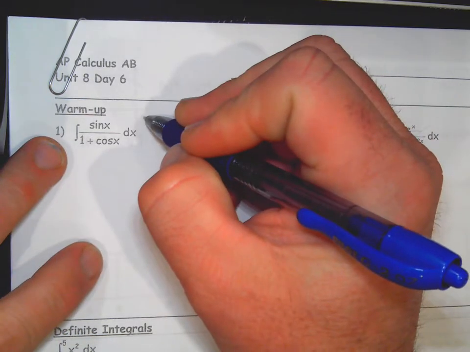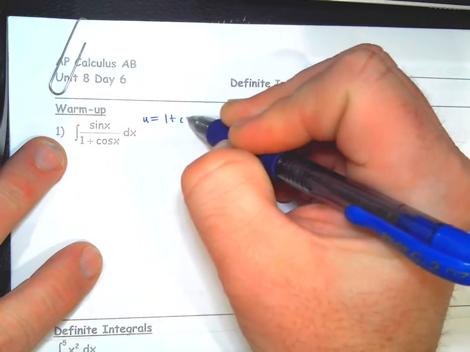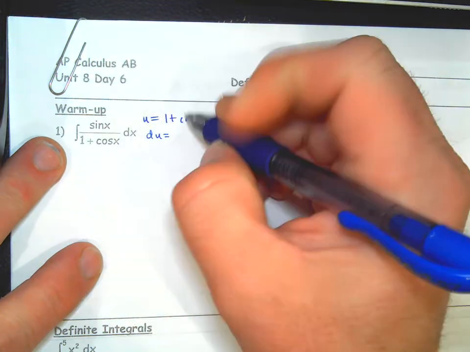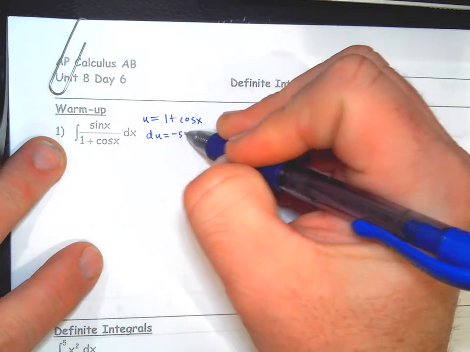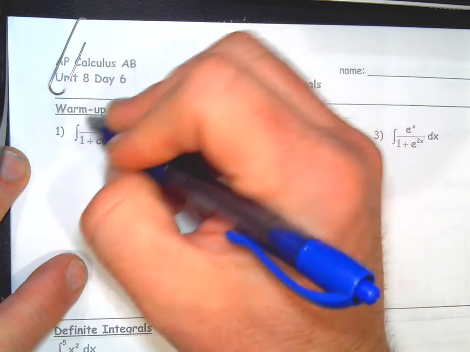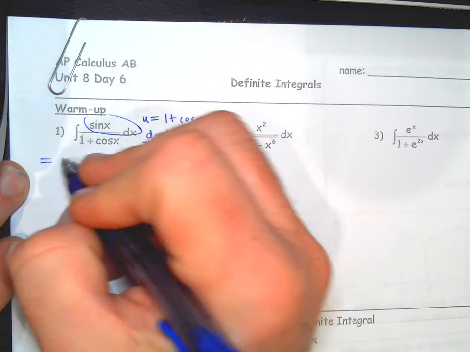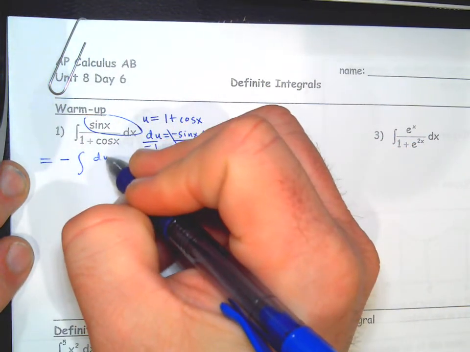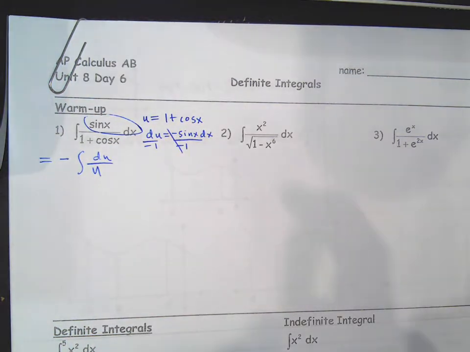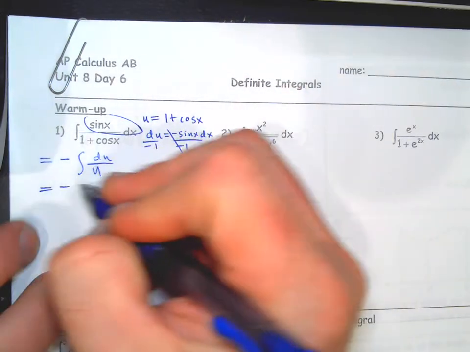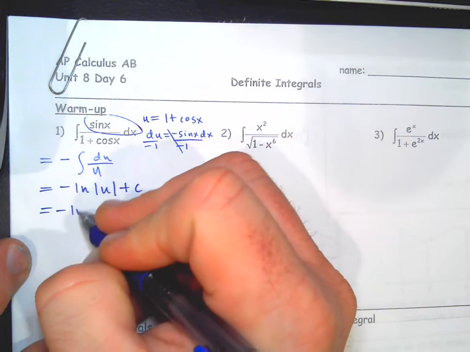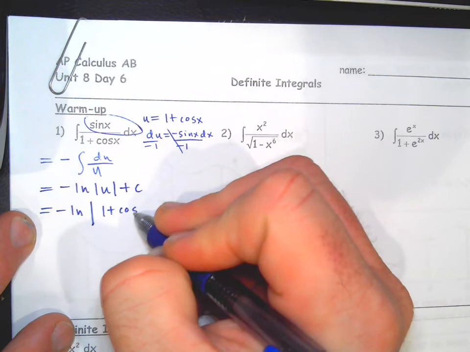Okay, assuming you've tried these out, I would maybe shoot for the denominator to be my u. Just something to try first. The derivative of 1 is 0, and the derivative of cosine is negative sine x dx. I don't want the negative, but other than that, it's perfect. So put the negative in front. Get du over u. So that's going to be negative natural log of the absolute value of u plus c. So it's going to be negative natural log of the absolute value of 1 plus cosine x plus c.